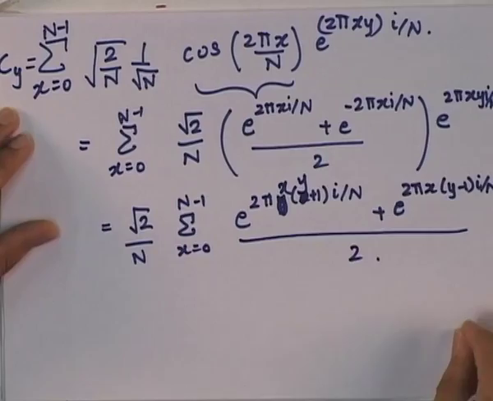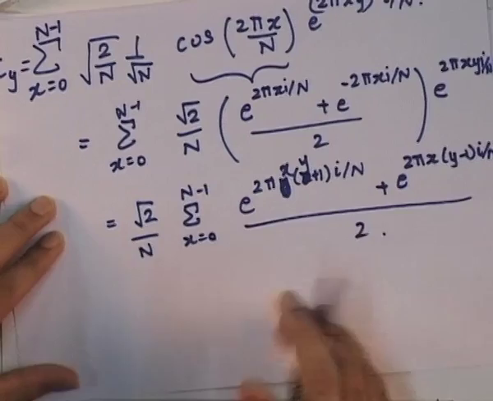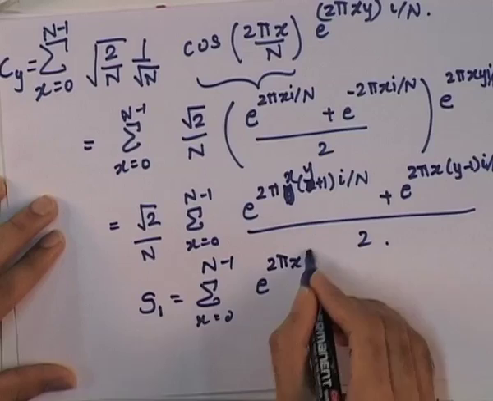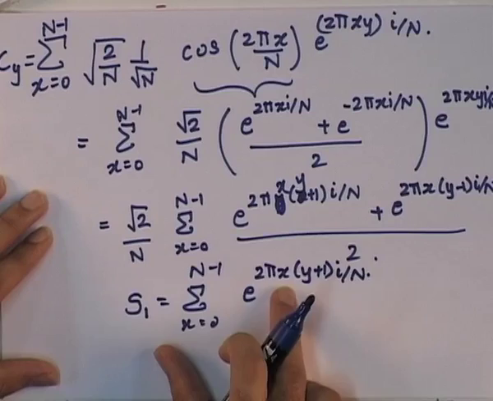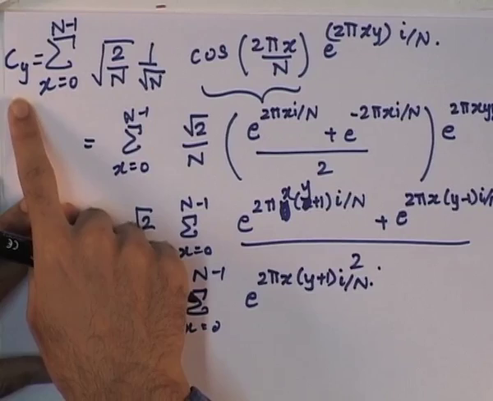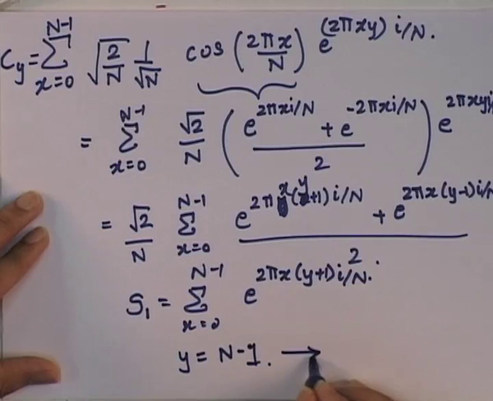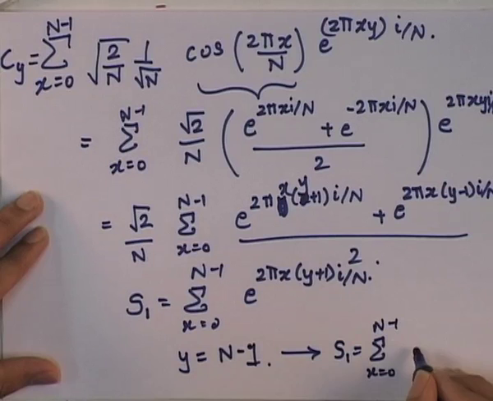Now, let us look at the summation in the first term. Let us call it S 1. S 1 would be x going from 0 to n minus 1 e raised to 2 pi x times y plus 1 i upon n. Now, x is the quantity which is varying while y is the quantity which we have fixed since we want to find out the coefficient for ket y. So, let us say y is equal to n minus 1. If y is equal to n minus 1, then S 1 will become summation x equal to 0 to n minus 1 of e raised to 2 pi x n i upon n.